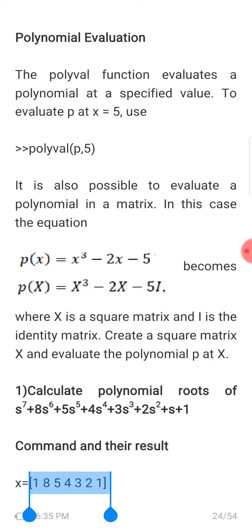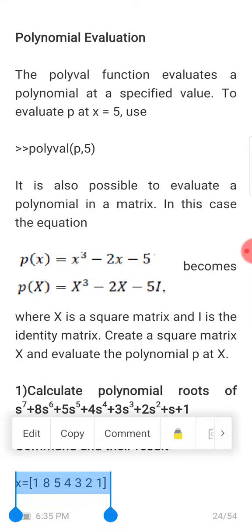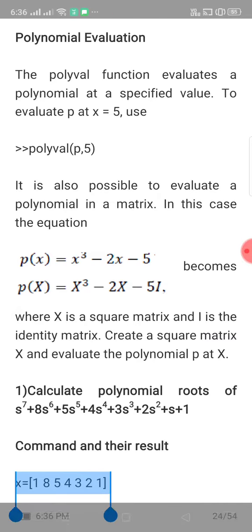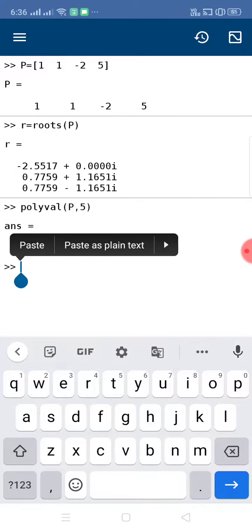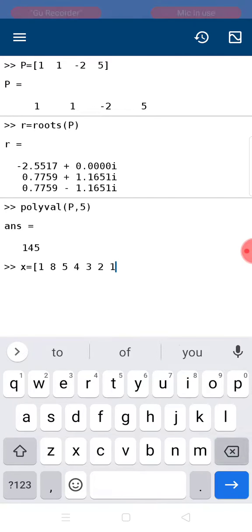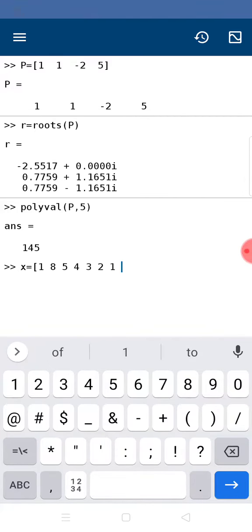X equal to 1. S raised to 7 coefficient is 1, s raised to 6 coefficient is 8, s raised to 5 coefficient is 5, s raised to 4 coefficient is 4, s cube coefficient is 3, s square coefficient is 2, s raised to 1 coefficient is 1 and s raised to 0 coefficient is 1. Here 1 is missing, so I will write here, I am writing here. One more 1 is present here.